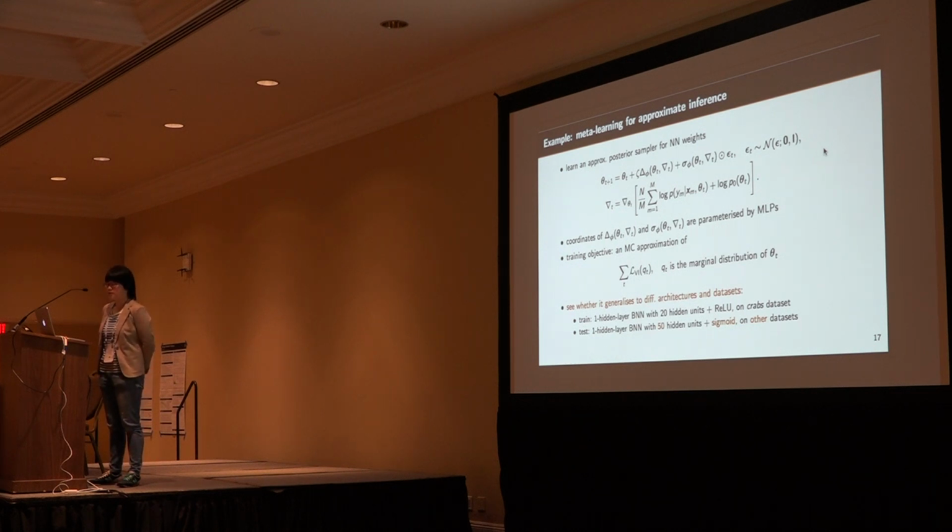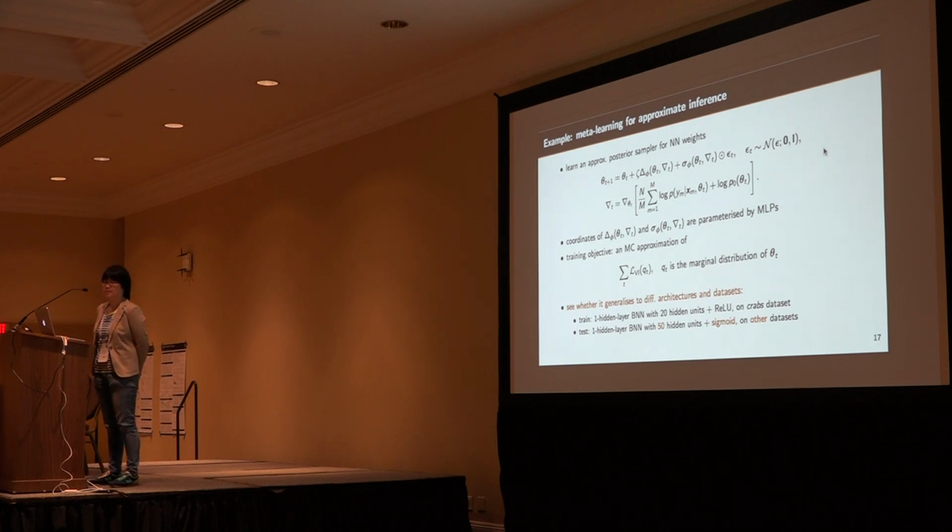So the training objective for this one, I basically use a sum of variational lower bounds. You need to use a sum of variational lower bounds, because if you only use a sum of the log joints, then you are ignoring the entropy term, and you will end up learning an optimizer instead of a sampler. So I'm trying to see whether this idea can train an approximate sampler to generalize to different architectures.